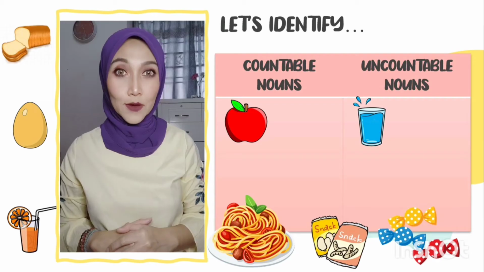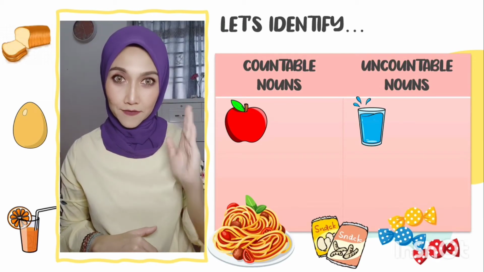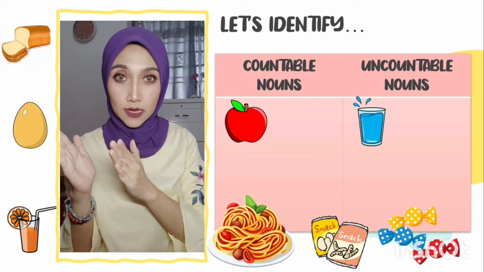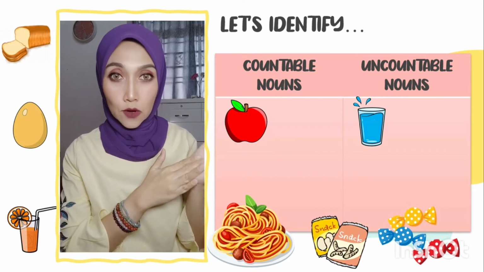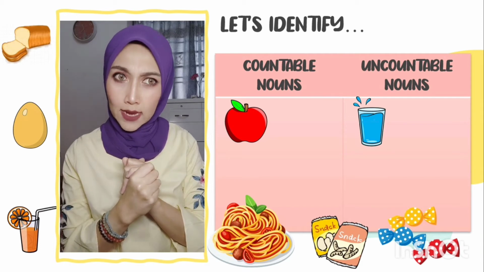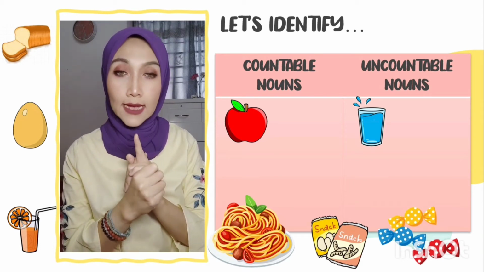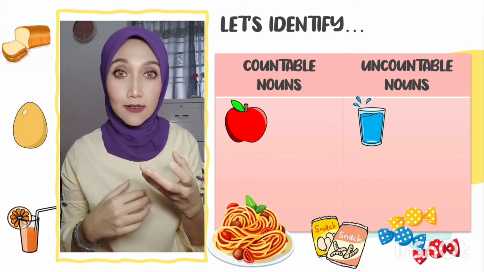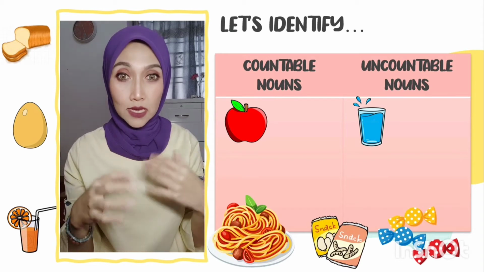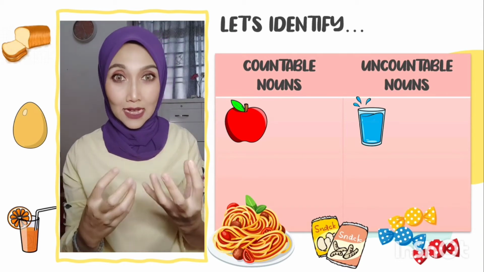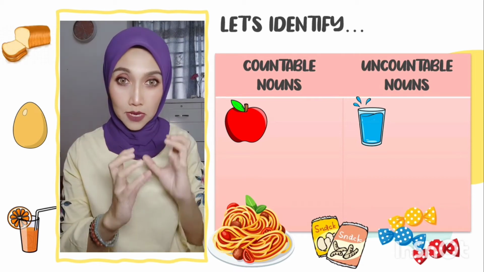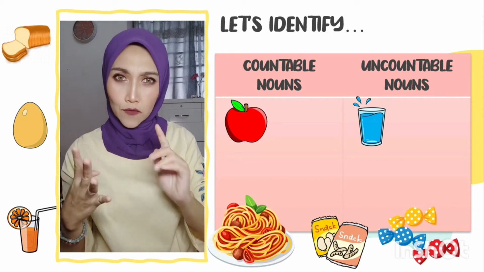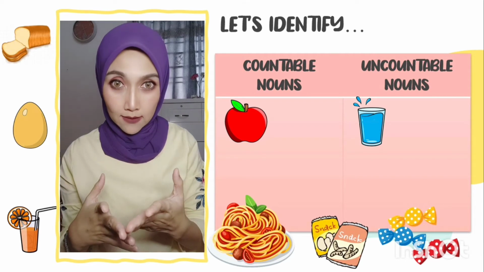Now let's identify. We have the table here. On my left side is countable nouns and the right side is uncountable nouns. First you need to know what is countable and what is uncountable. Count, what is count? Count means kira. Something that when you kira, when you mengira sesuatu, it's count. So countable nouns mean sesuatu yang boleh dikira, which you can count 1, 2, 3, 4. You can give the numbers to it.